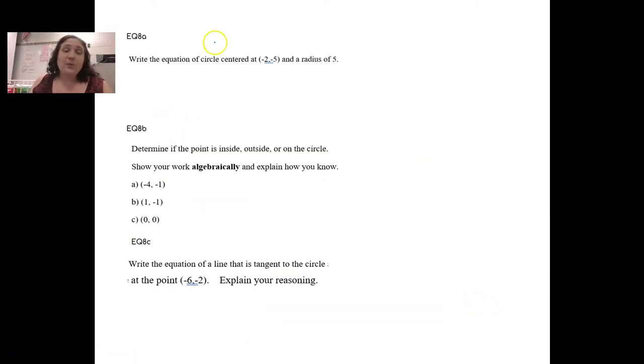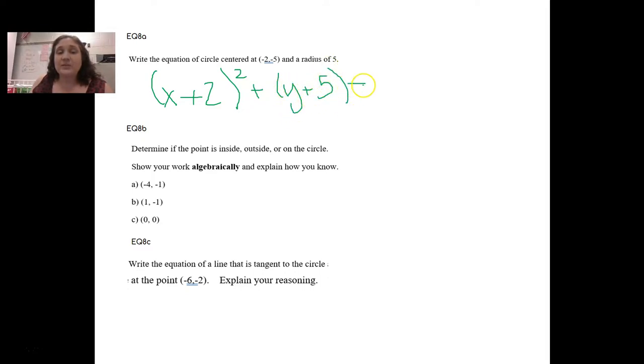All right, here we go. Write the equation of a circle centered at -2, -5 with the radius of 5. So we've done this a lot. We know we're going to switch our signs. We've got x plus 2 squared, y plus 5 squared, and then we know that that equals the radius squared. So 5 squared is 25. Brilliant.